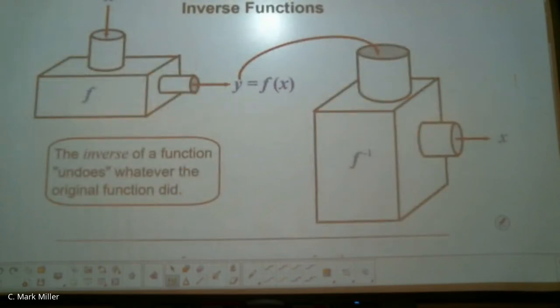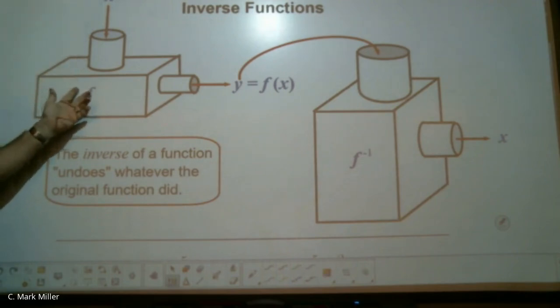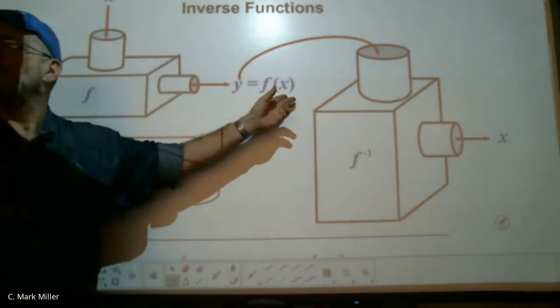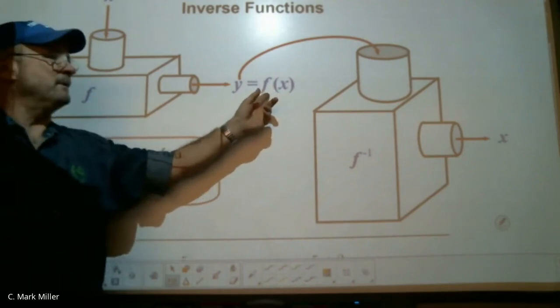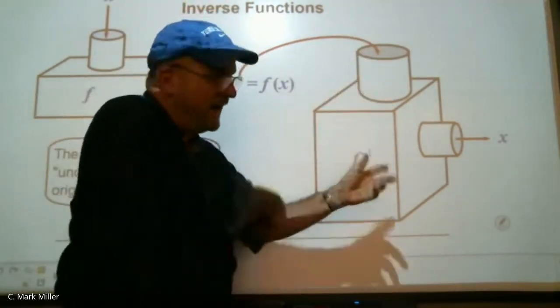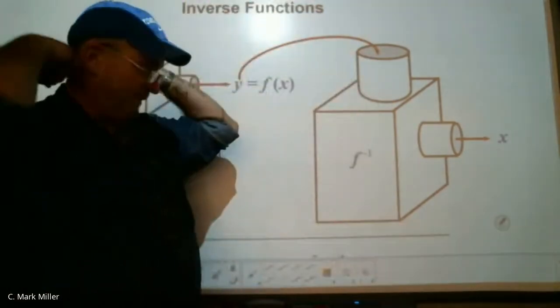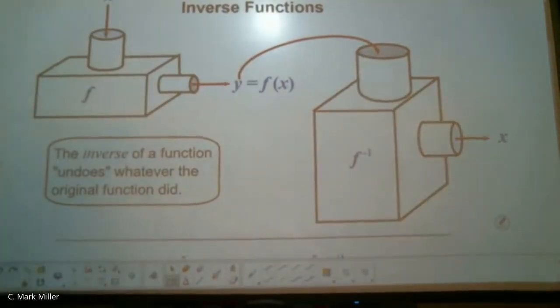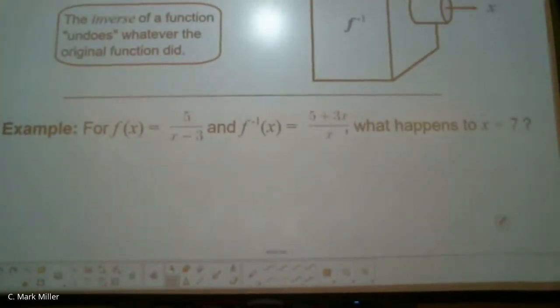So what we've had here is, if, in our last example, you took x and stuck it into one function, it produces some number, f of x. It maps it, sends it to another number. Then if you take that number, stick it into the inverse, it undoes everything the first function did and gives you your original x back. Down here, we have a little example. For these two functions, what happens to x equals 7?